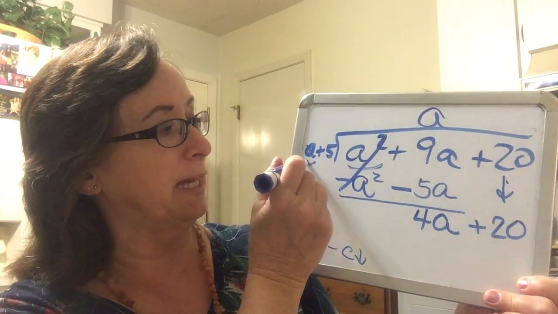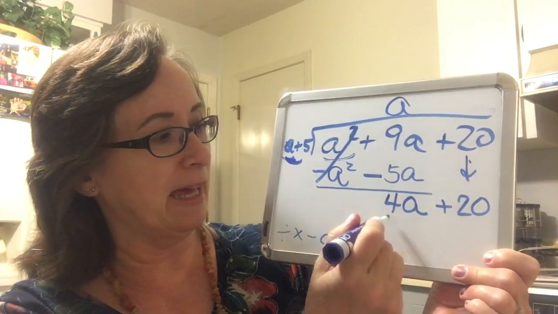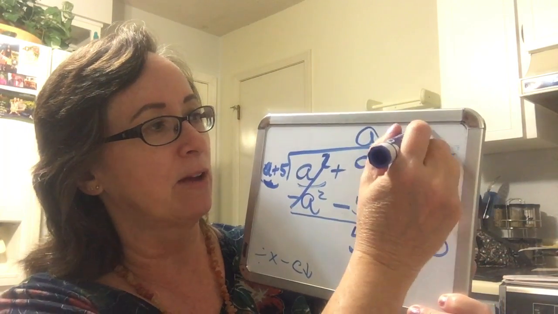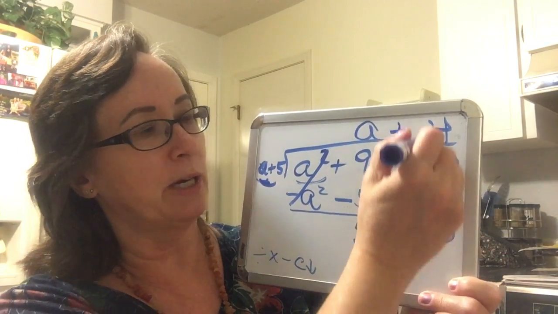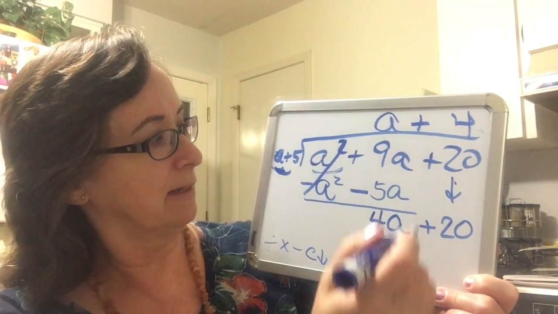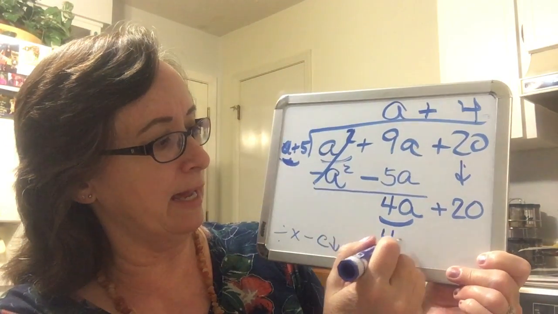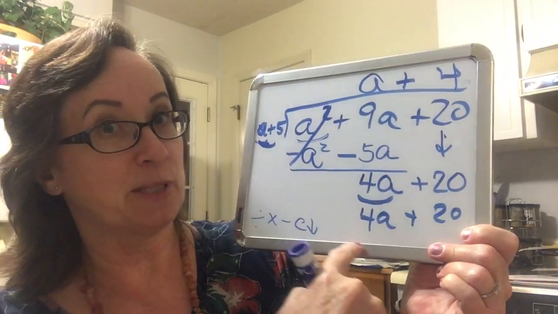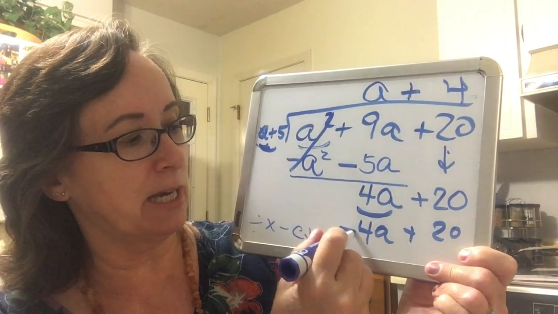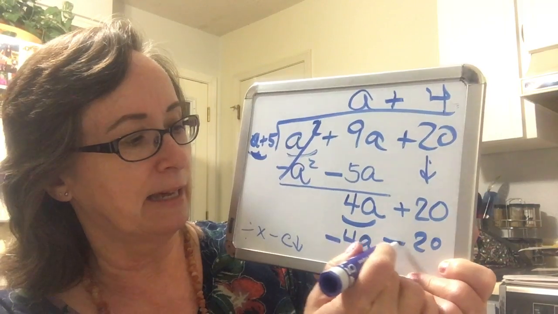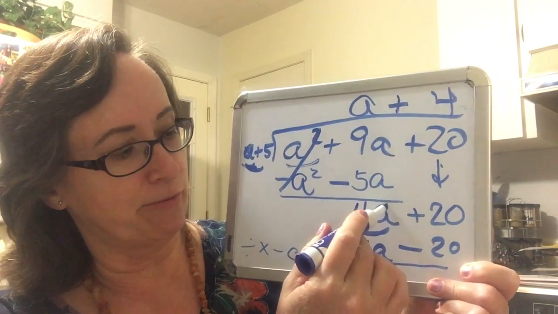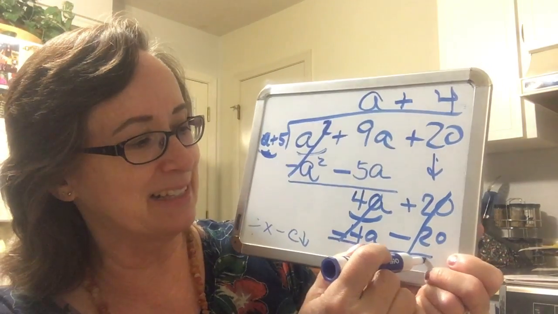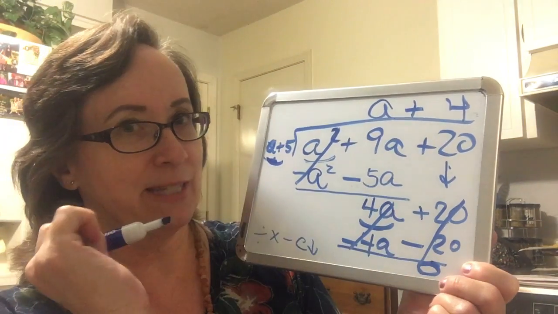So now I start over at the beginning and I just use the a into the 4a. A into 4a goes 4 times. 4 is a constant, so I'm going to put it above my constants. 4 times a is 4a. 4 times 5 is 20. I'm subtracting, so I change both signs and add. My 4a minus my 4a and my 20 minus 20 cancel, leaving me with a remainder of 0.